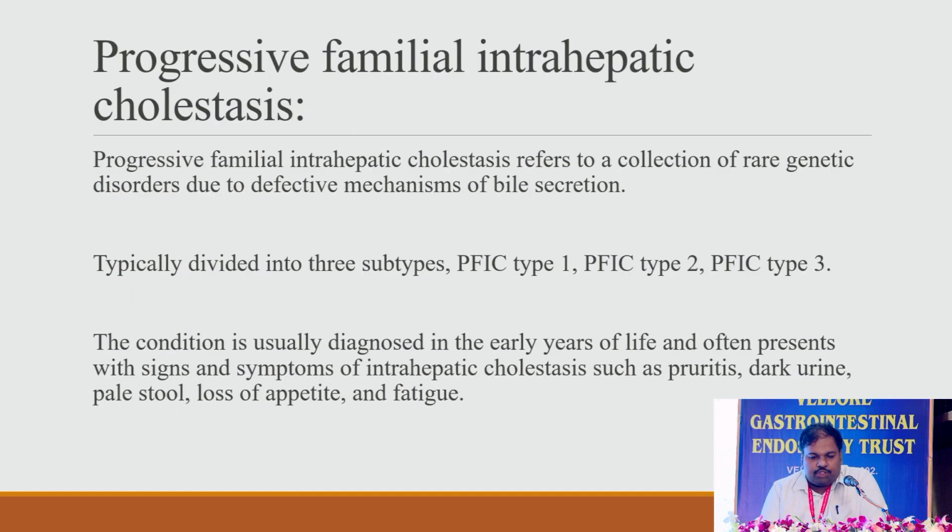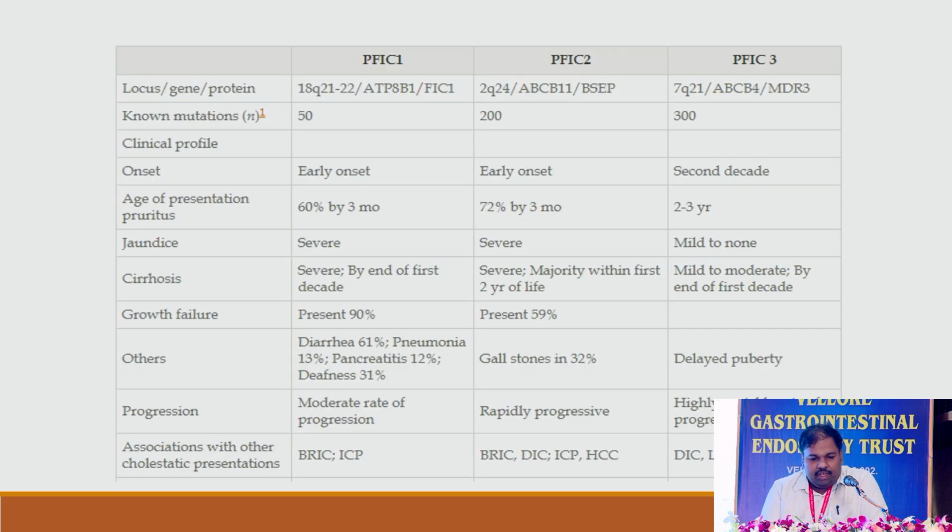The next is progressive familial intrahepatic cholestasis. It refers to a collection of genetic disorders that usually presents in early life. It is of 3 types: PFIC1, PFIC2 and PFIC3. PFIC2 is the very severe one, and it presents in around 60% of cases with growth failure, and it is rapidly progressive.